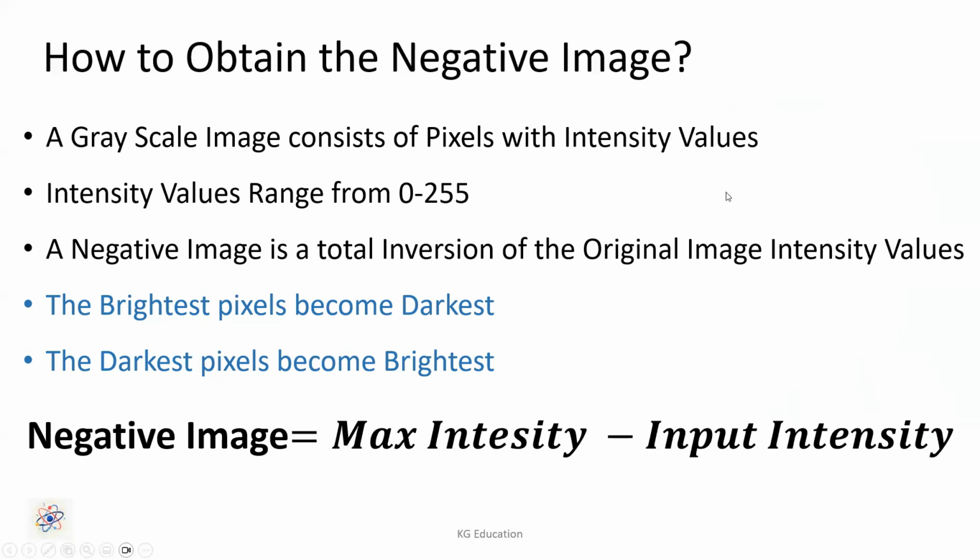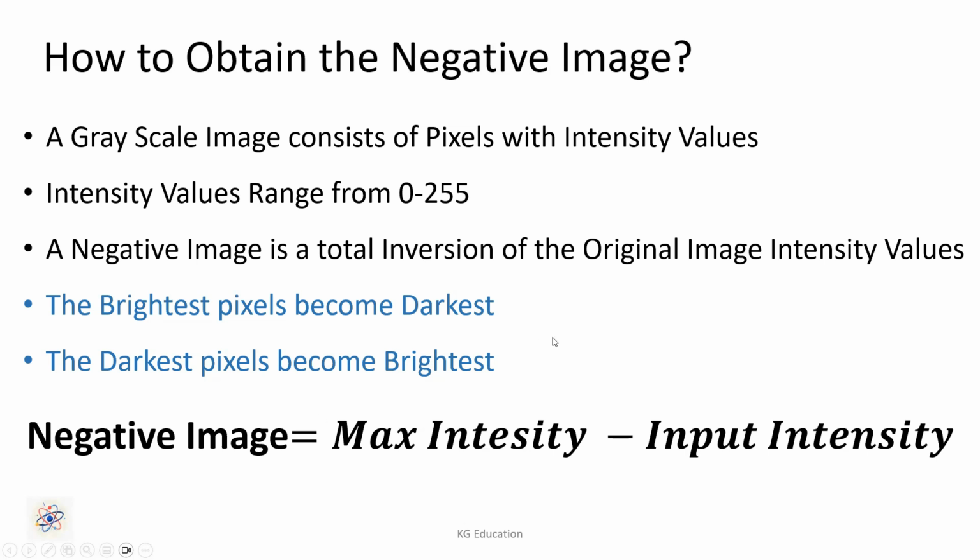A grayscale image consists of a number of pixels with different intensity. And these intensity values range from 0 to 255. So what is meant by the negative image is a total inversion of the original image intensity values. Thereby, what we are going to do is make the brightest pixels become the darkest, and the darkest pixels become the brightest.